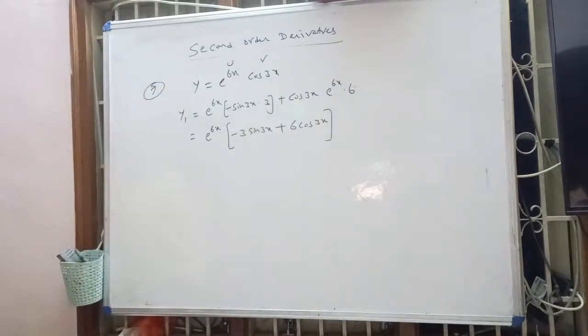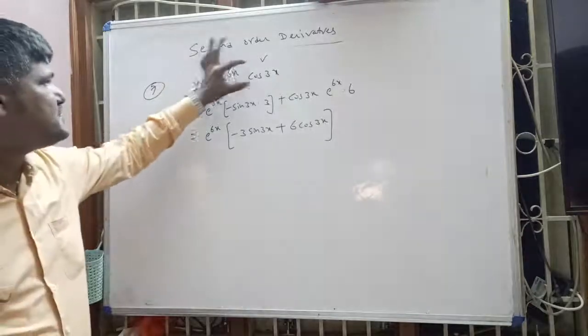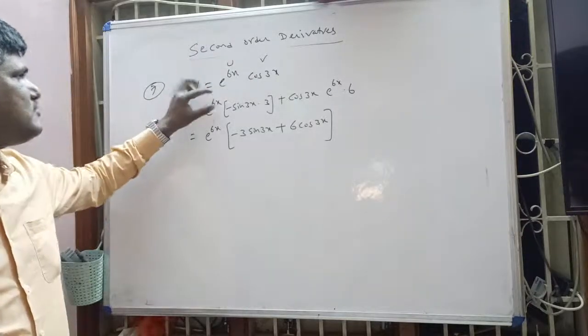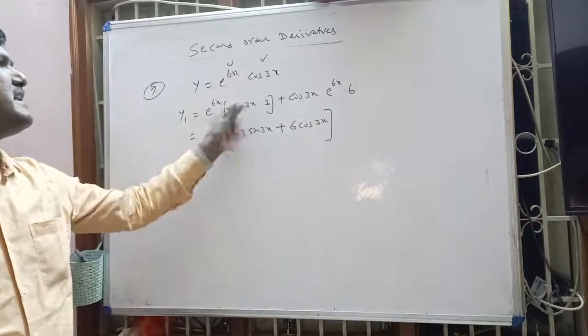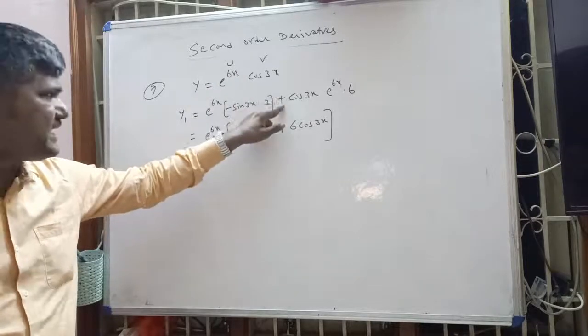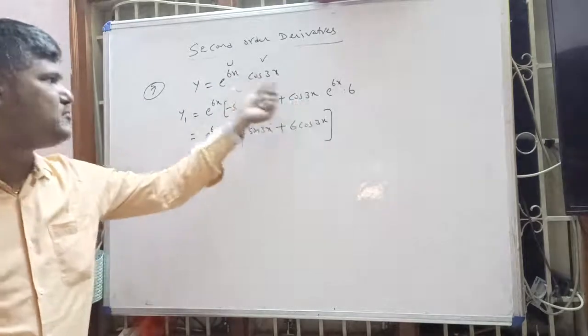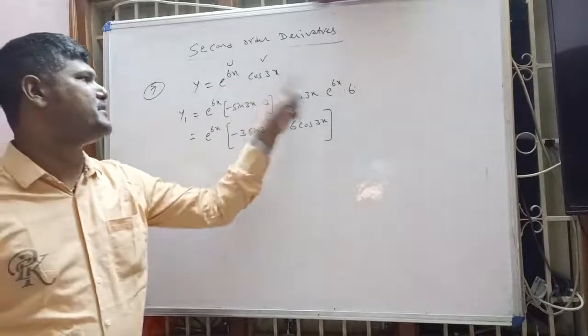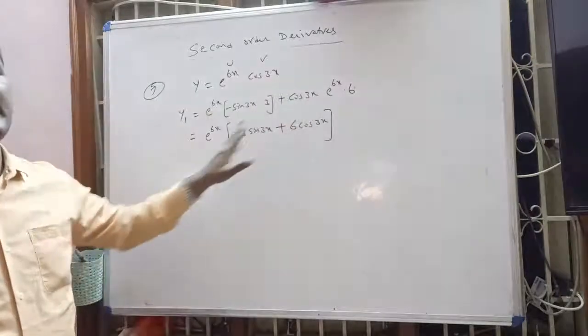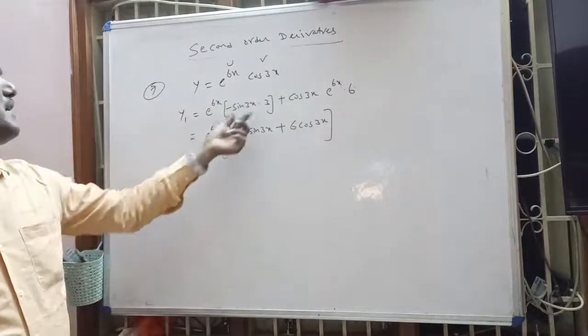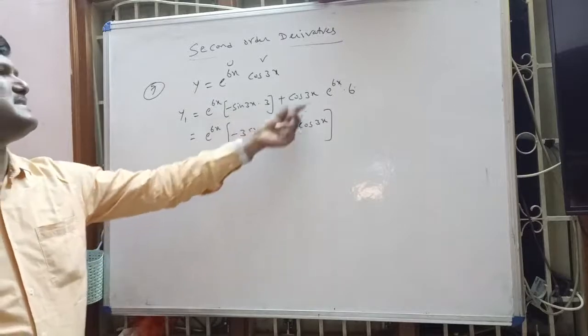I repeat once again, everybody. This is u, this is v. e power 6x into cos 3x, minus sin 3x, 3x derivative is 3, plus cos 3x into e power 6x, 6x derivative is 6. From the whole, take e power 6x common: minus 3 sin 3x plus 6 cos 3x.